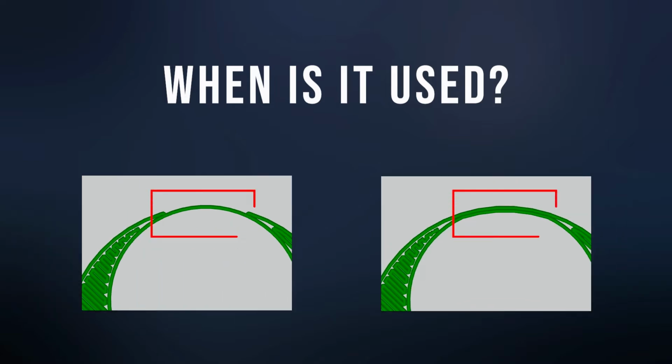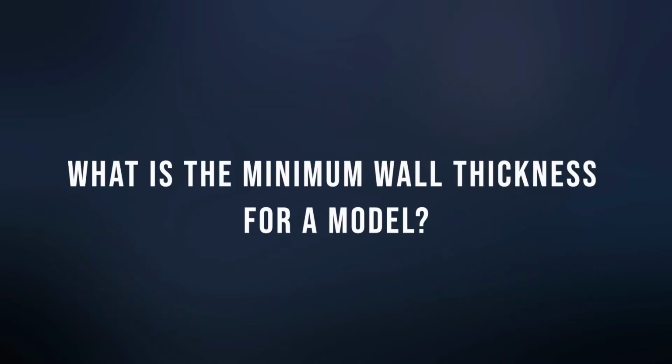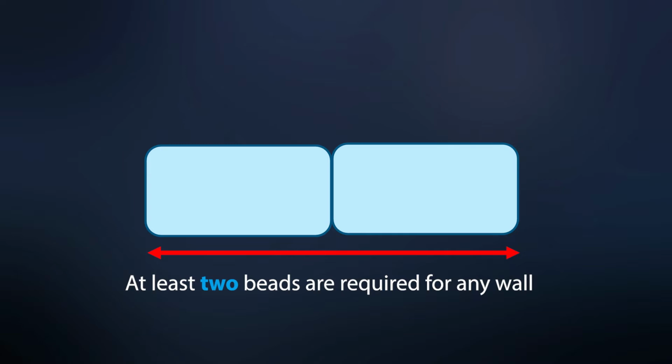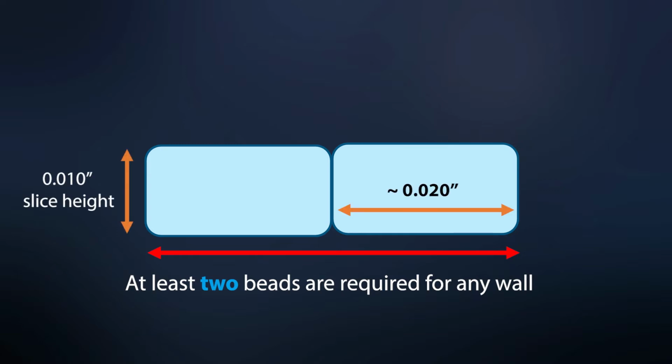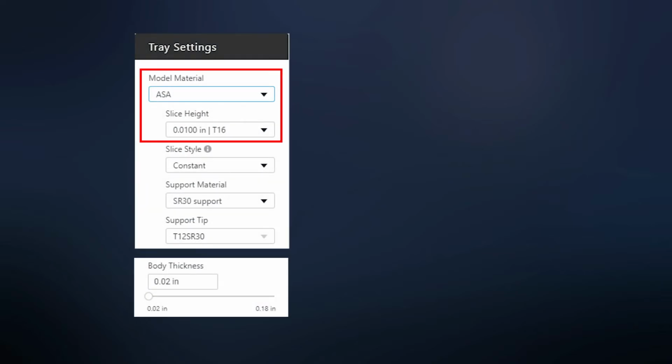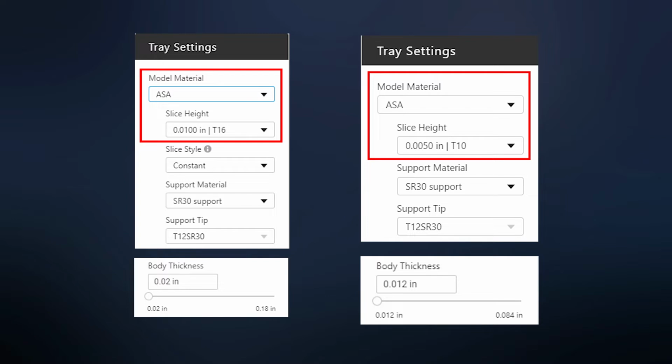It is used when a model has walls that are thinner than can be printed with the selected model tip. To understand what the minimum wall thickness for a model is: a wall requires a minimum of 2 contours or toolpaths to print, and generally the toolpath width is twice the slice height. This is a general rule, true for materials like ASA or ABS, but not for all materials.